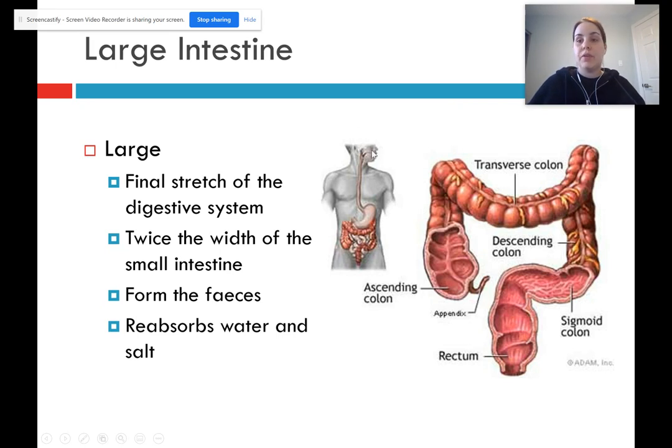So really, from swallowing to exiting your body, it's going to go through your esophagus into your stomach, then into your small intestine, and then large intestine, and then exit your body.